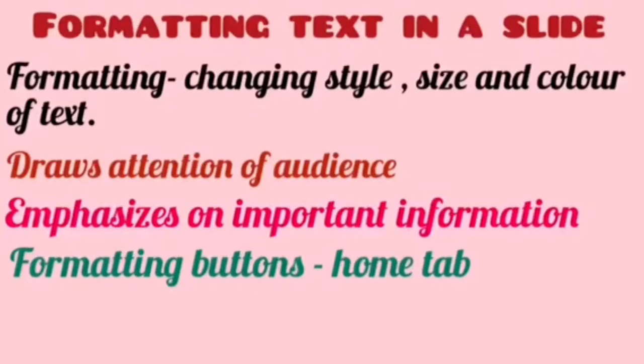Now let's see what are the formatting features available in the home tab. In your book you have this picture. The first part is font. Font means where you can change the font type. Next is the text shadow button. If you want to give a shadow effect to the text, you can click on the text shadow button. Next is change case for changing it to uppercase and lowercase, capital and small letters.